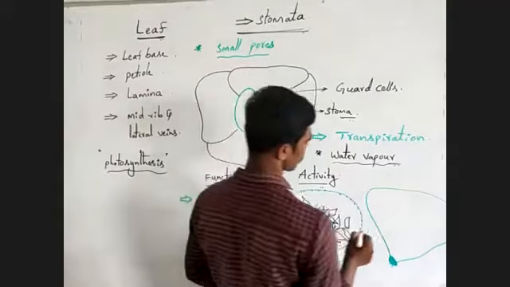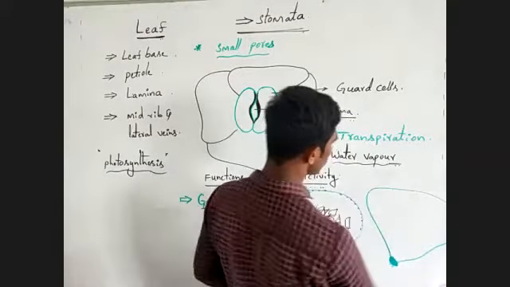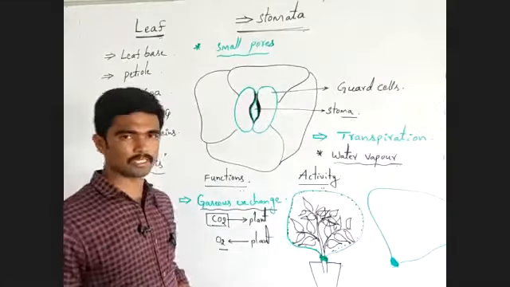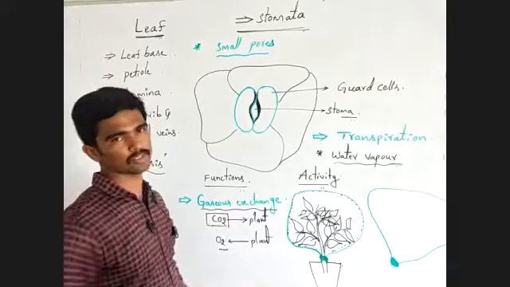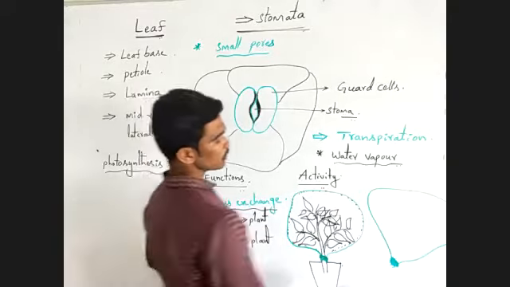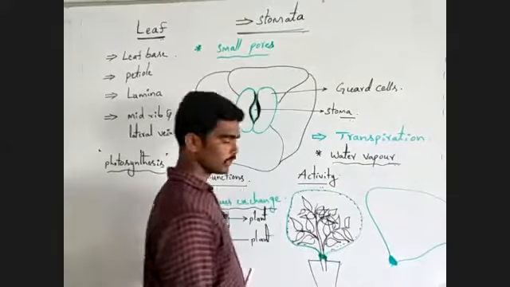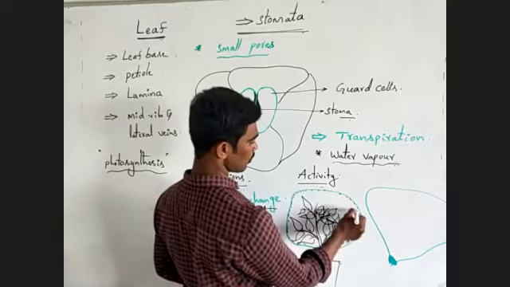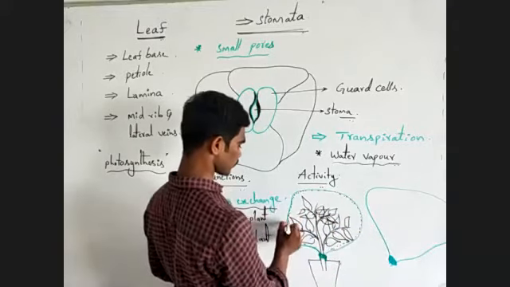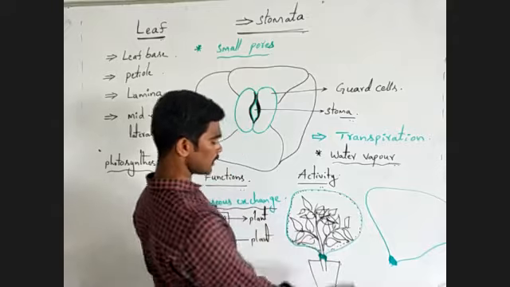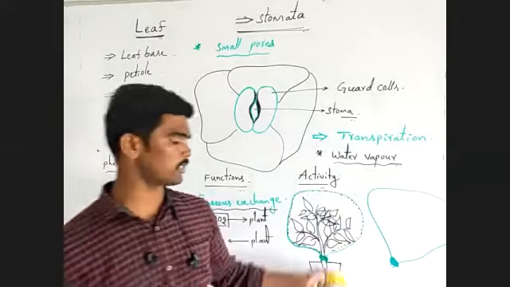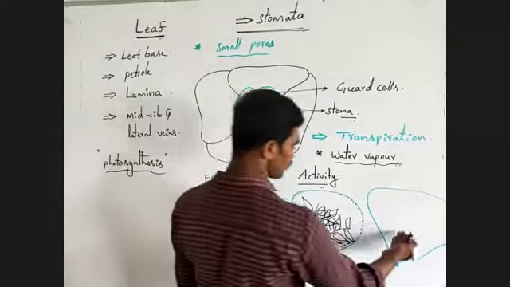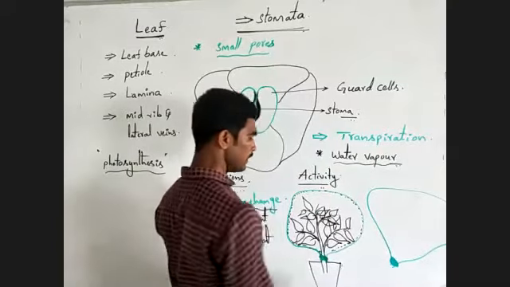Here, water bubbles or water droplets are absent. They are not present here. But here, water bubbles, like this, are formed on the inner surface of the polythene bag. What is the difference between these two conditions?